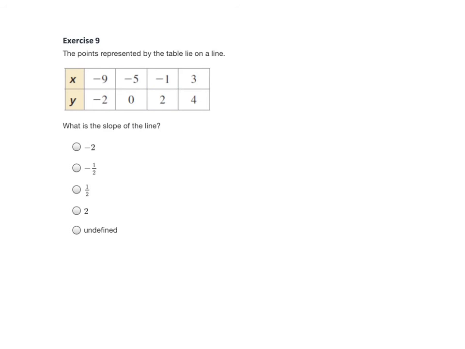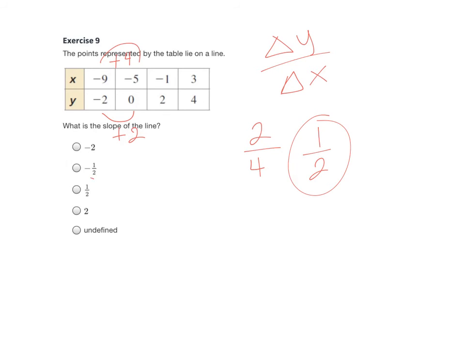Number 9, the points represented by the table fall on a line. So all we have to do is figure out how they're changing. So from negative 9 to negative 5 is a plus 4. And from negative 2 to 0 is a plus 2. Now remember, it's change in y over change in x. So our change in y is actually positive 2. Our change in x is positive 4. This could simplify to be 1/2.